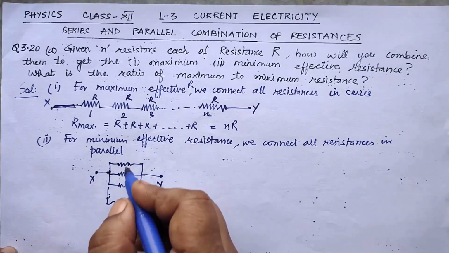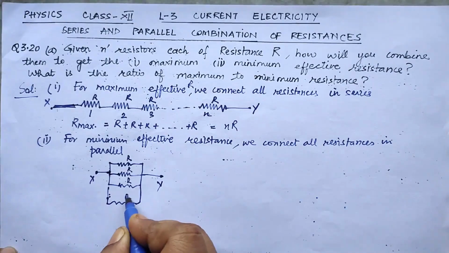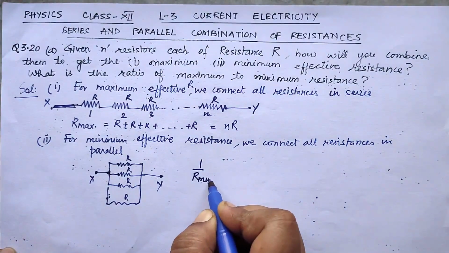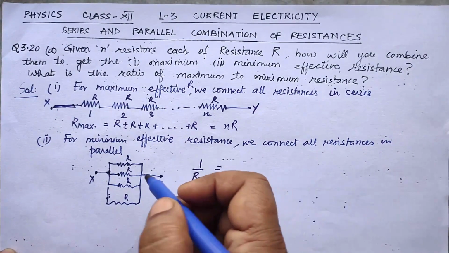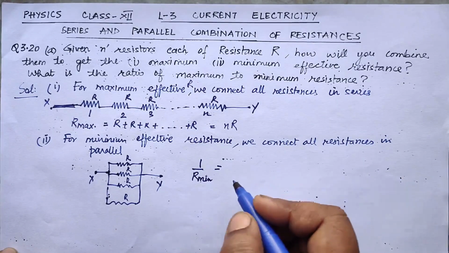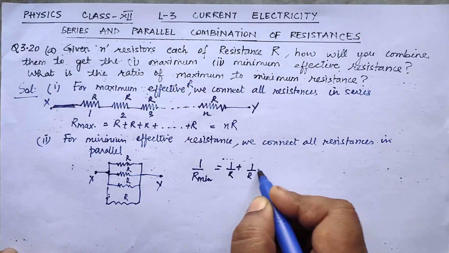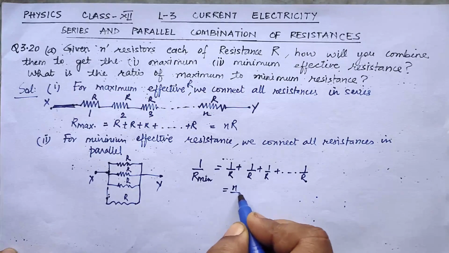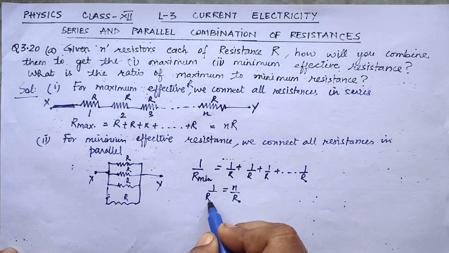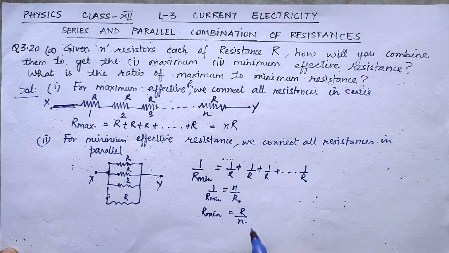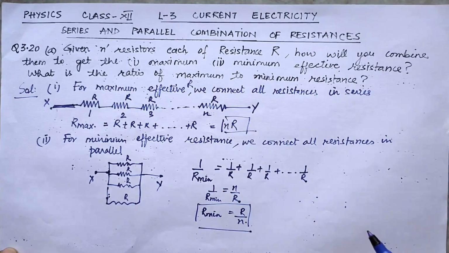So this is R, 1, 2, 3, 4, n, like this. We get the value of effective resistance as, remember in parallel we get 1 upon R equivalent is 1 upon R1 plus 1 upon R2 and so on. So similarly 1 upon R plus 1 upon R plus 1 upon R, n times 1 upon R. So this is n upon R, right? This is 1 upon R minimum, but we are asked to find the R minimum, so we will take the inverse of it. So R minimum is R upon n and the maximum value is nR.